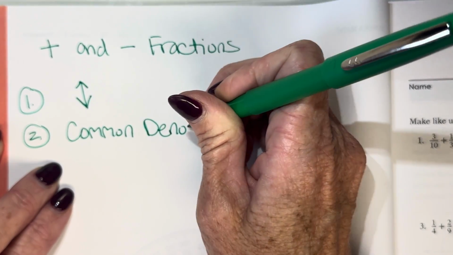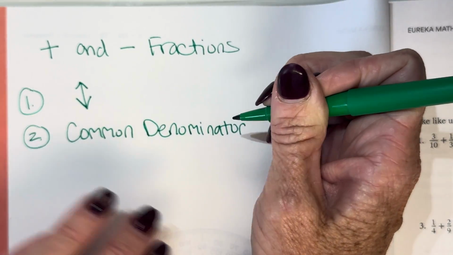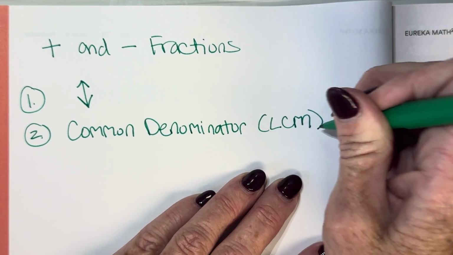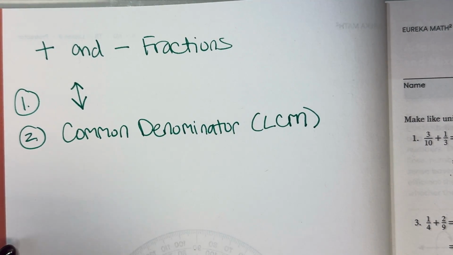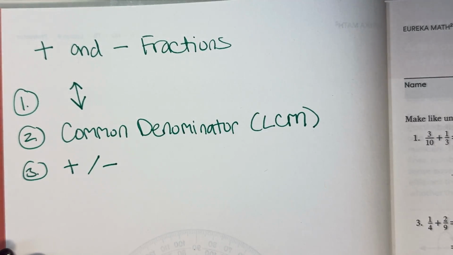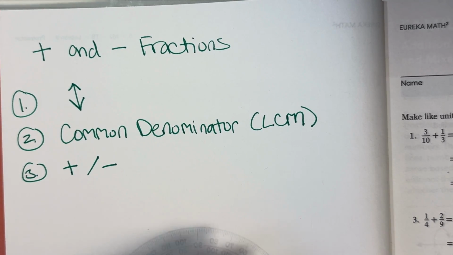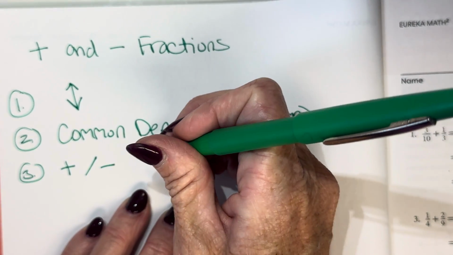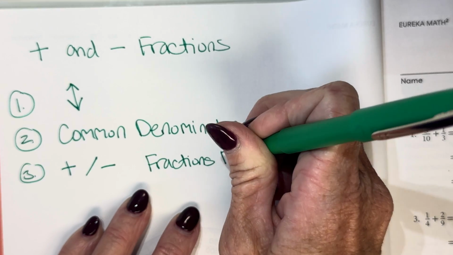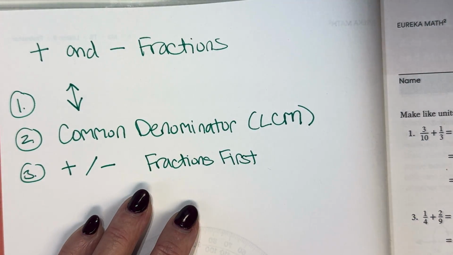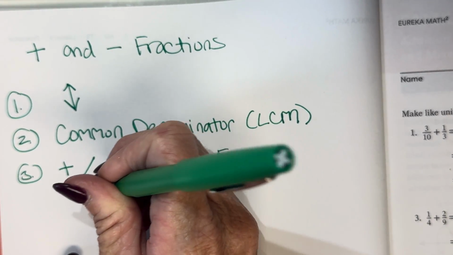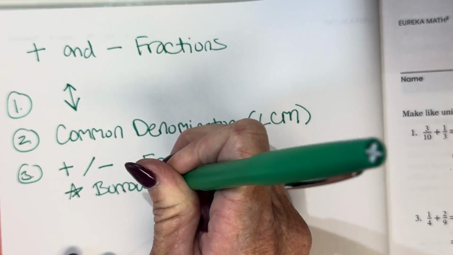That is extremely important. It is a must. So we must have a common denominator. Remember, we use something called the least common multiple for that. Our next step is we are then ready to add or subtract whatever the question tells us. And when we add or subtract, we always do fractions first, just like you would do the ones place first. We always do fractions first, and eventually we might come across problems where we might need to borrow if needed.